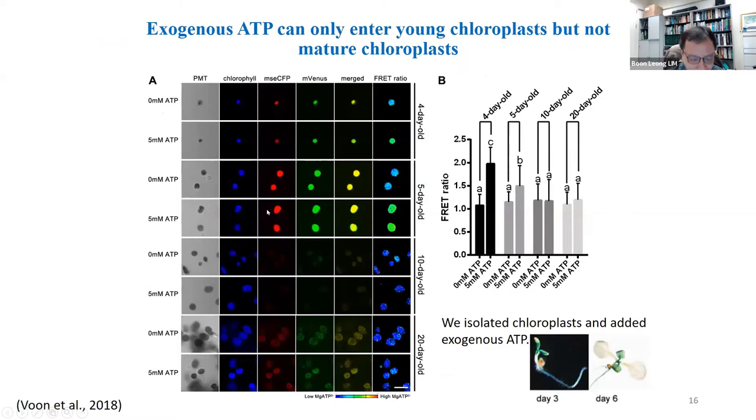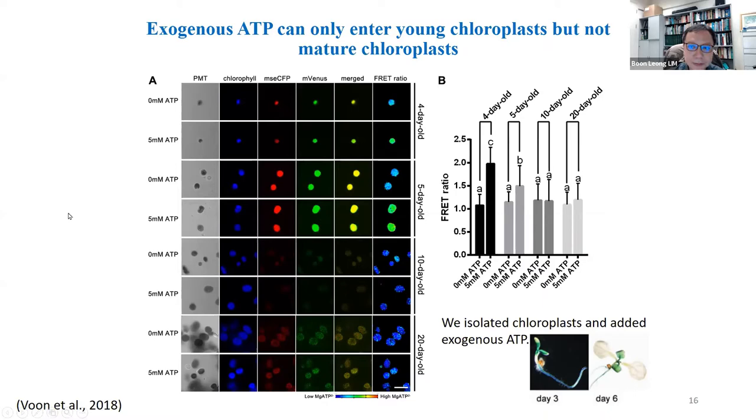To prove this, we isolated chloroplasts that contain the ATP sensor from 4-day-old, 5-day-old, 10-day-old, and 20-day-old seedlings. Then we added exogenous ATP. If the ATP can get into the chloroplast, the sensor signal ratio will increase. We can see that ATP indeed could enter 4-day-old and 5-day-old chloroplasts, but could not enter 10-day-old or 20-day-old chloroplasts.